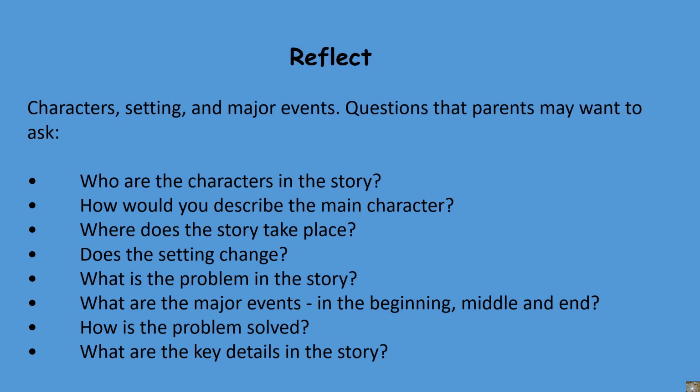What is the problem of the story? Is there a problem of the story? What are major events? Think about what happened in the beginning of the story, what happened in the middle of the story, and then what happened in the end of the story. Next question is, how is the problem solved? Was the main character able to solve the problem? And last question, what are the key details in the story?